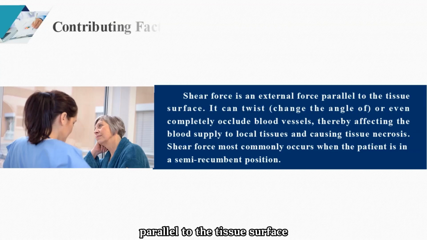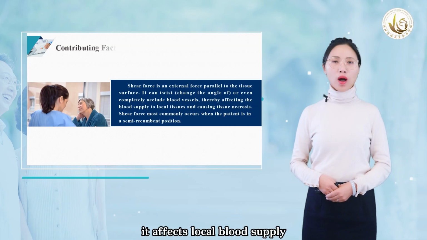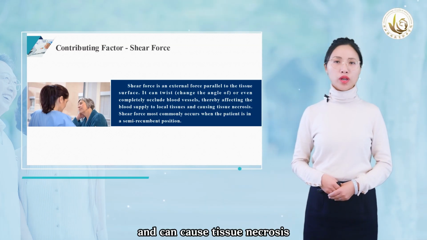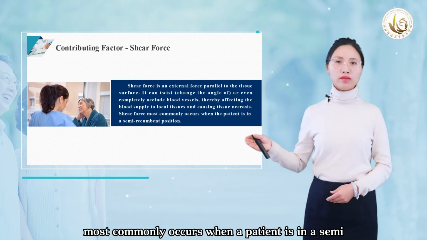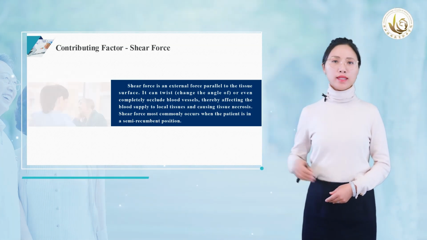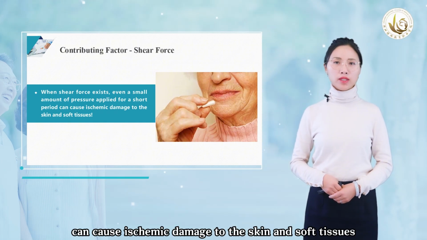Shear force is an external force parallel to the tissue surface. Because shear force can twist, change the angle, or even completely close off blood vessels, it affects local blood supply and can cause tissue necrosis. Shear force most commonly occurs when a patient is in a semi-Fowler's position. When shear force is present, even low pressure applied for a short duration can cause ischemic damage to the skin and soft tissues.